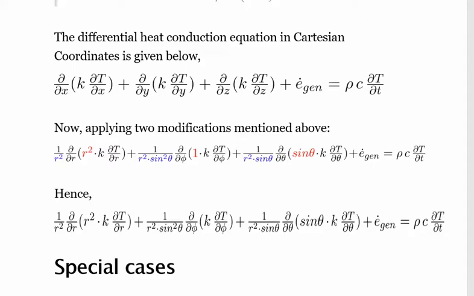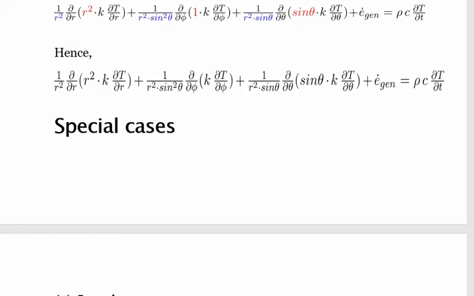If it is in Cartesian coordinates, that will be in the form of x, y and z, and in the spherical coordinates these are in the form of r, theta and phi. Now let us discuss the special cases of these.